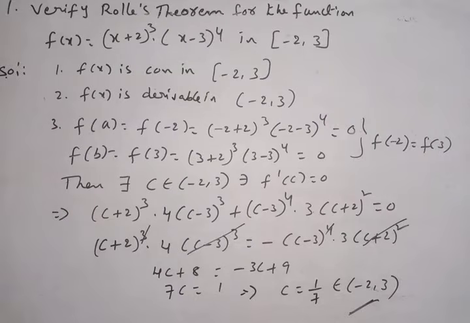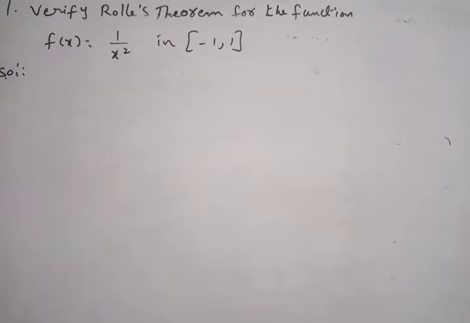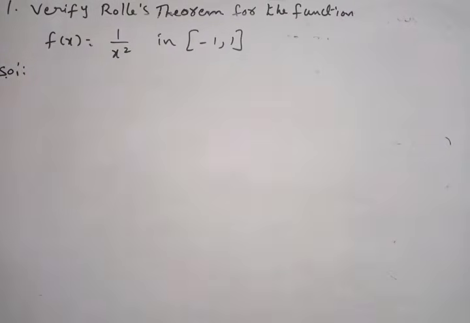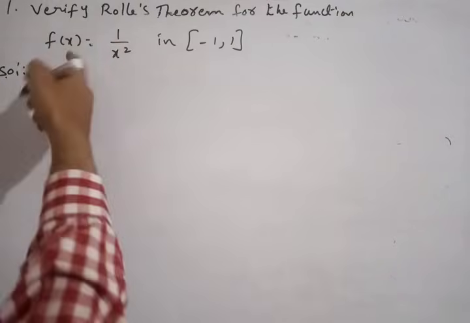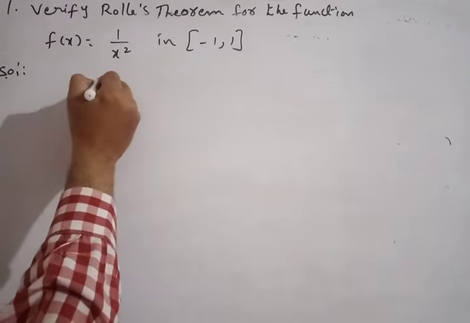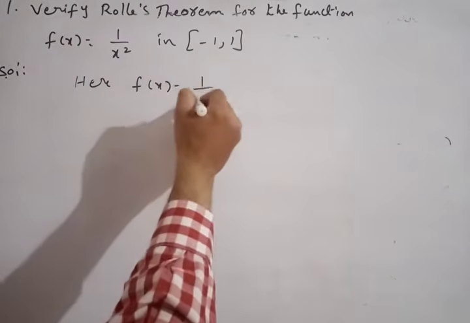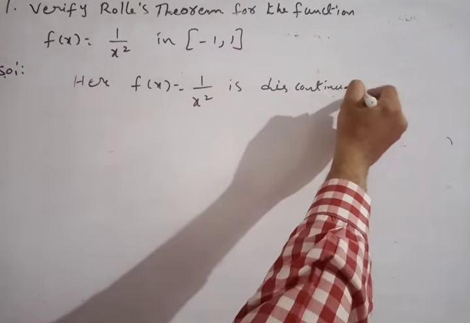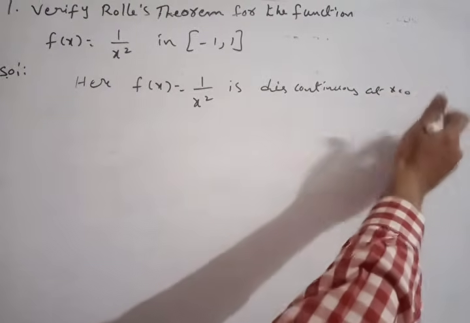Now, when Rolle's theorem is not applicable, let us solve those problems. See here, verify Rolle's theorem for the function f of x is equal to 1 by x square in minus 1 comma 1. So what happened here in minus 1 comma 1? In between minus 1 comma 1 you have 0. If I substitute 0 here in place of x, you get infinity. So in this type of problem, f of x is equal to 1 by x square is discontinuous at x is equal to 0.